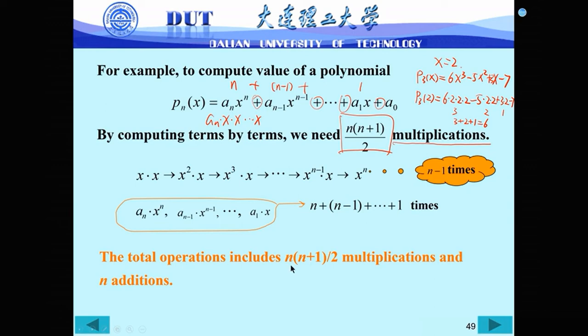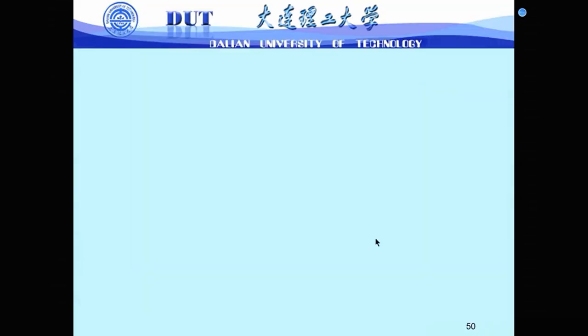Okay, now when n is a big number, high degree, this is also n square, because it is n square plus n over 2. Okay? So, for example, if n equals 10, then we know n square equals 100, so n over 2 is almost 50, right? Okay, so now let's consider another method, because we want to reduce the operations. How to do? Like this.